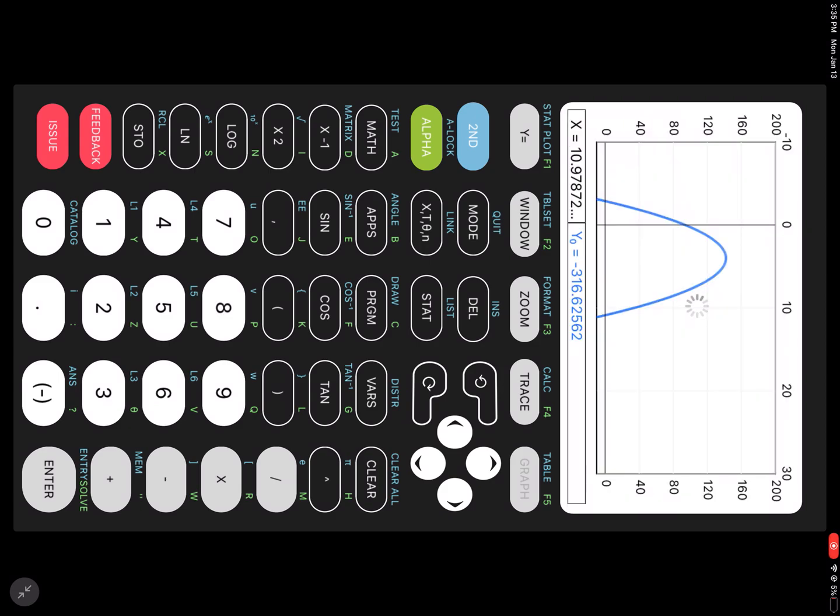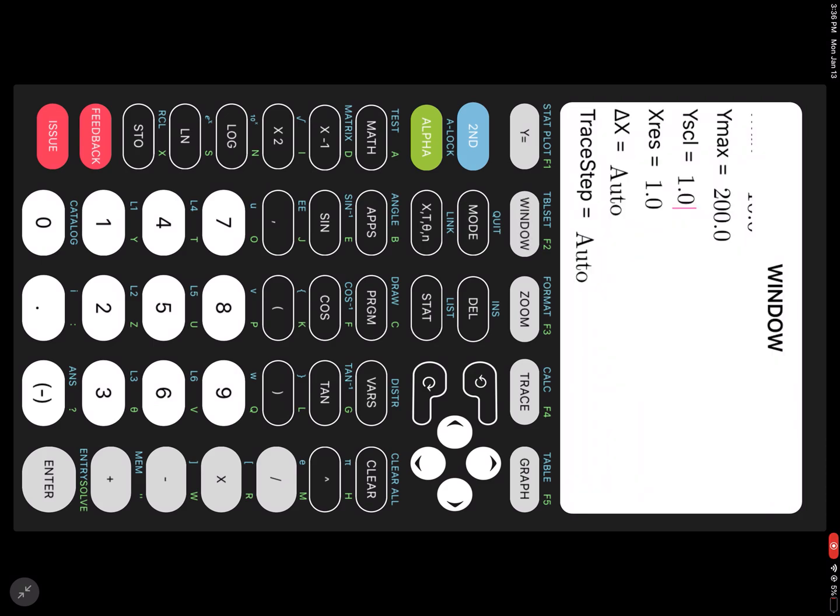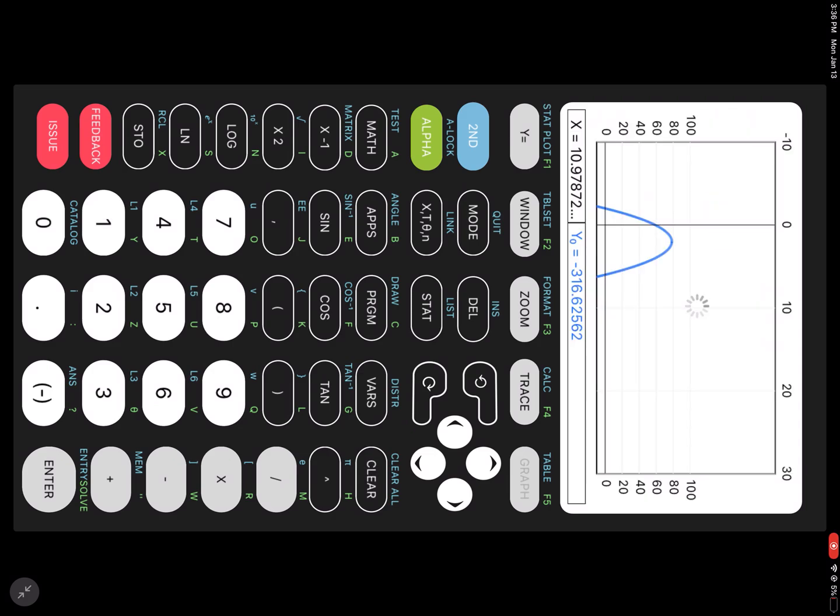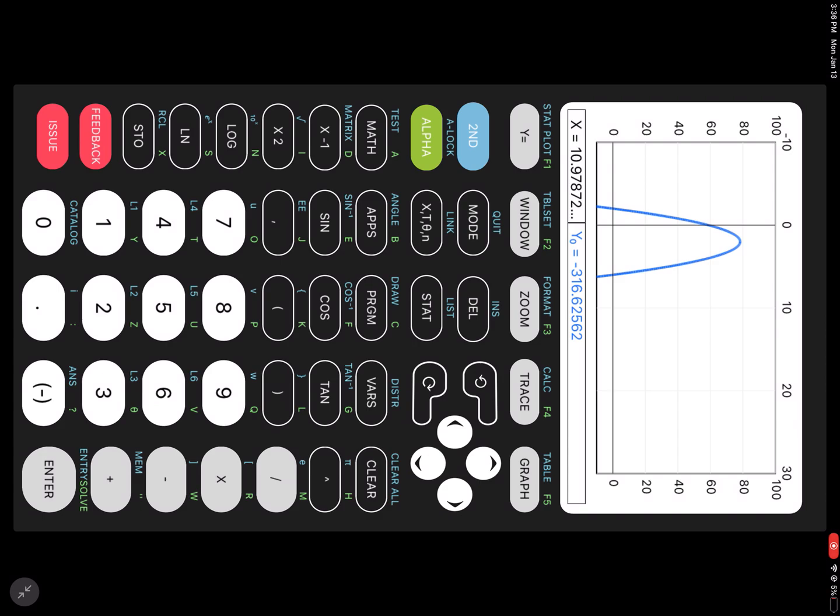Click graph. We'll probably have to adjust the window. There we go. Actually, that's not too bad. But we could make it shorter. We could make the Y max to maybe be 100. And we could probably change the x-axis too. But that's probably good enough. Okay, so let's answer the questions.